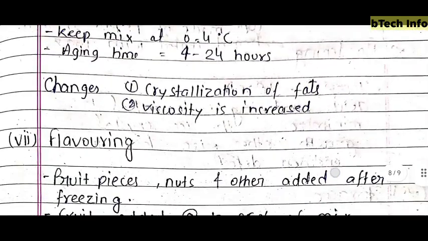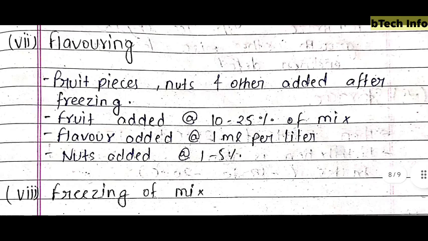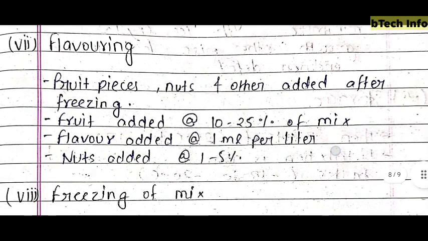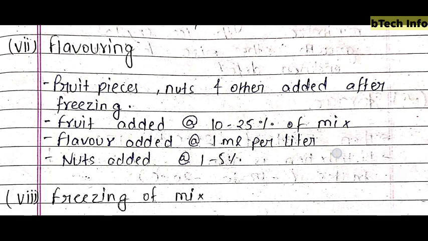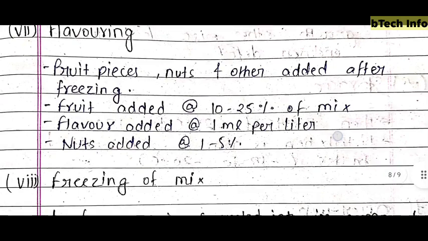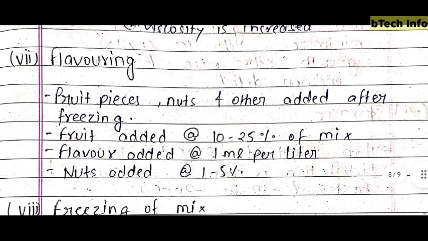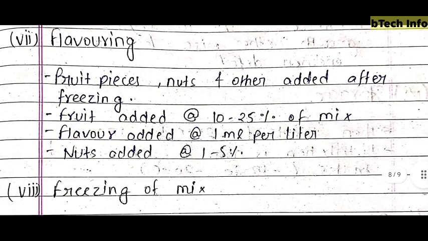After the aging of the mix, we do the flavoring. We add flavoring like fruit pieces and nuts after freezing. Keep in mind that we should add this type of flavoring after freezing, because if they are added before freezing, it will create non-uniform crystal formation, and the ice cream mix should be uniform. So they should be added after freezing and before packing.